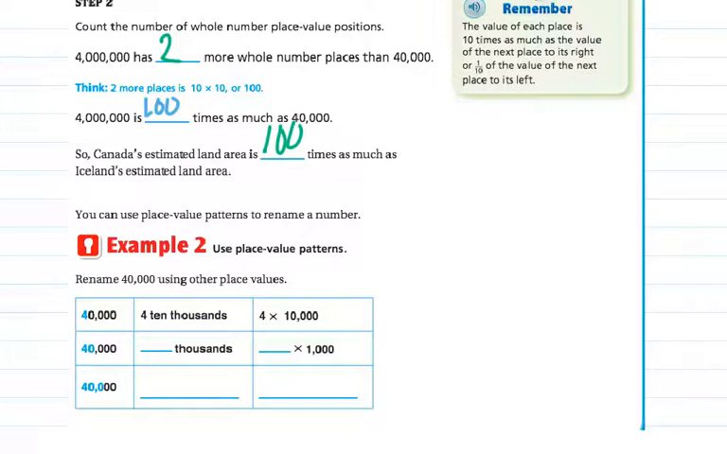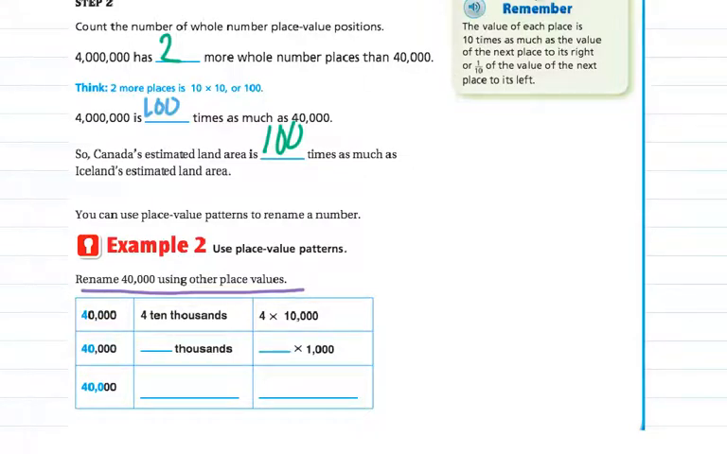Now, boys and girls, we're going to go on to example 2, where you can use place value patterns to rename a number. So it's really important that you feel comfortable with both strategies, because you will be asked to do both strategies on your homework. So what we're going to do is rename 40,000 using other place value patterns.